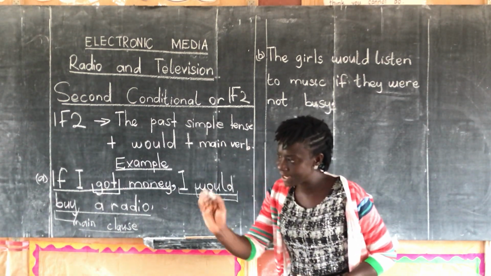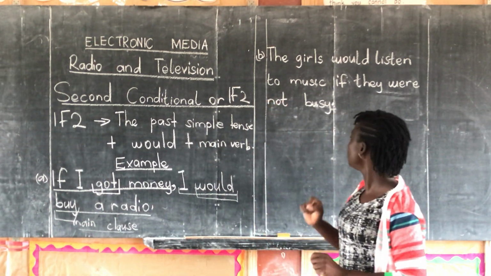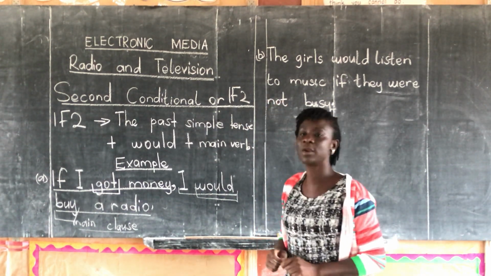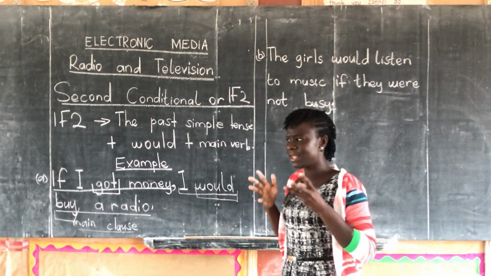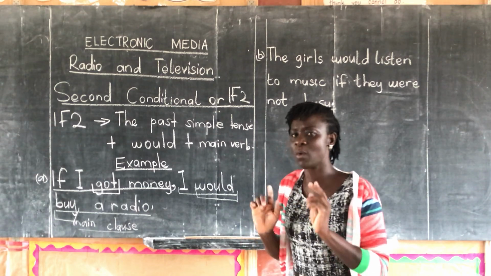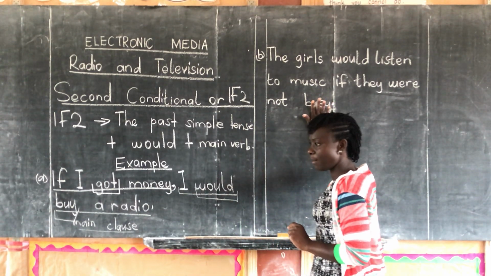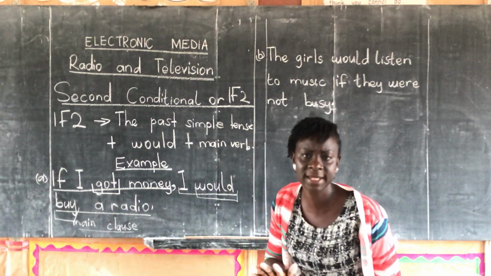If I got money, that means there is a comma. Now listen to this one. The girls would listen to music if they were not busy. When I say out that sentence, you don't feel any pause anywhere. Therefore, there is no need for a comma. We never put a comma when we use if in the middle.